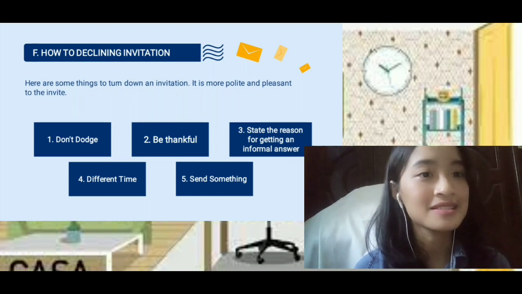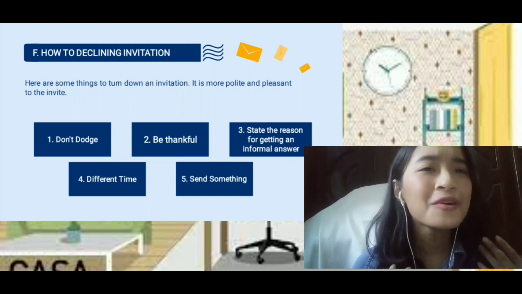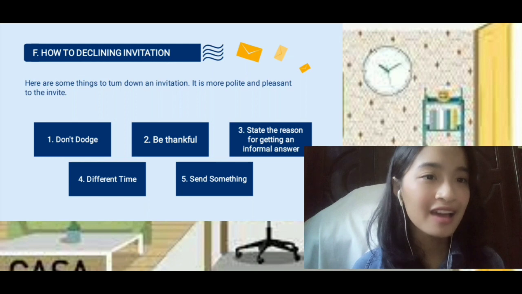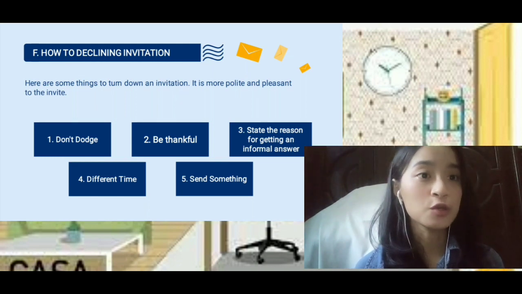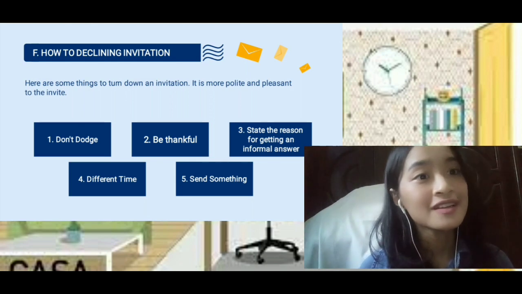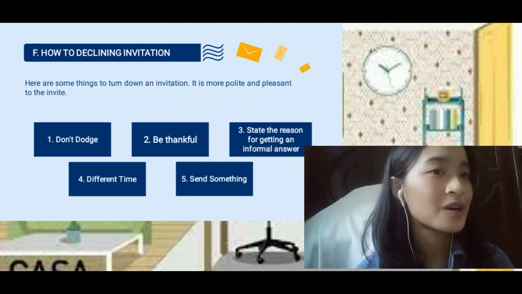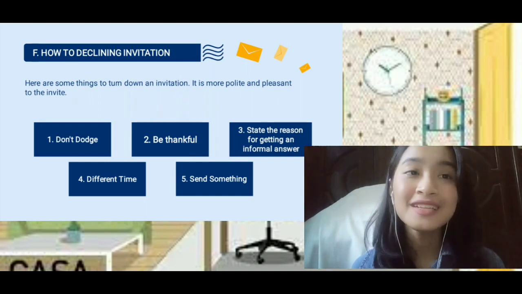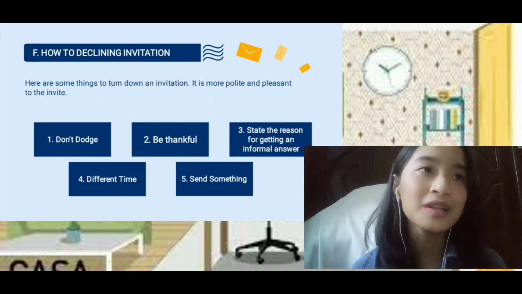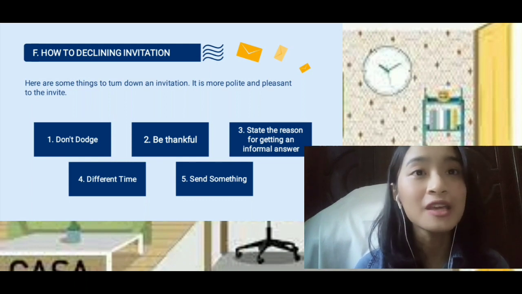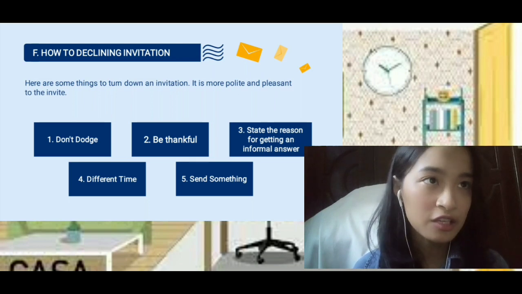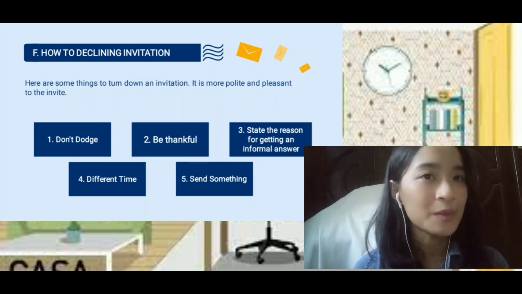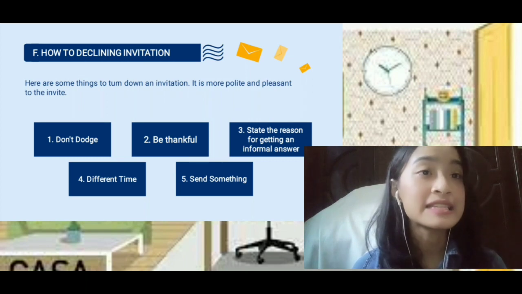Or you can use this expression too: Is it possible to move the time to the evening? I have something to do during the day. There are some expressions you can use for making a different time meeting. And the last one is send something. Turning down an invitation that you really want to go to, or from a very important person, can certainly be compensated by sending a gift or a bouquet of flowers. What matters is attention. This seems to be taken from Japanese office culture.